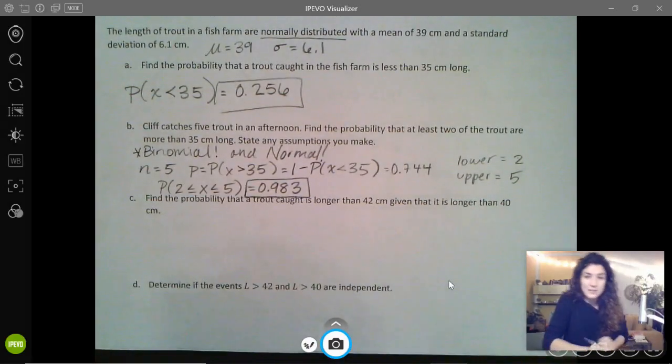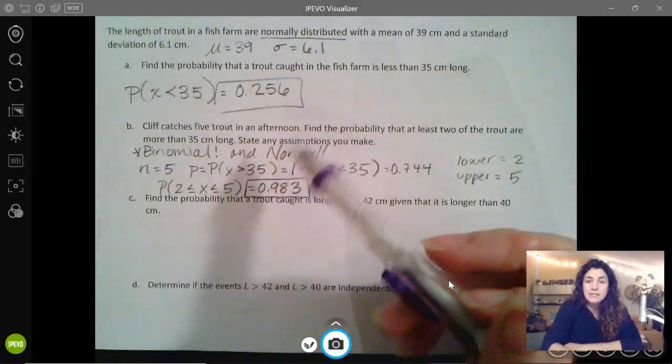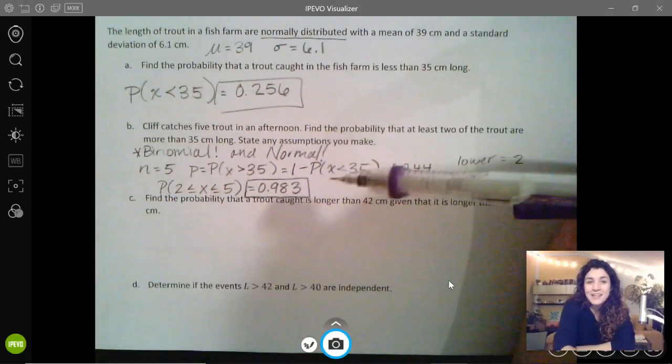Not a whole lot of space to do that. I'm so sorry for that. When I first typed it up, I thought it wasn't going to be that difficult, and then it was.